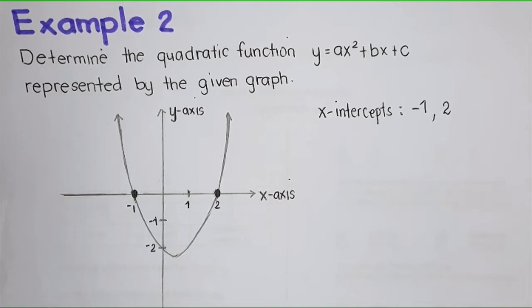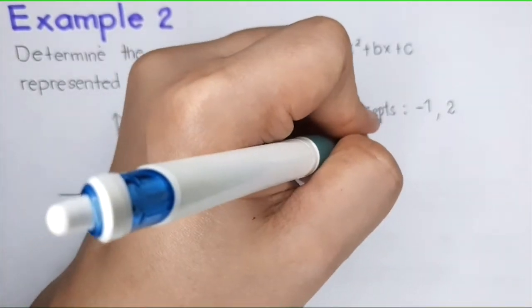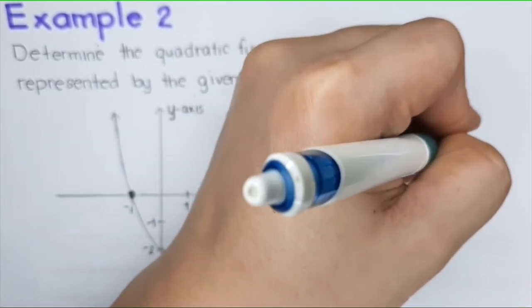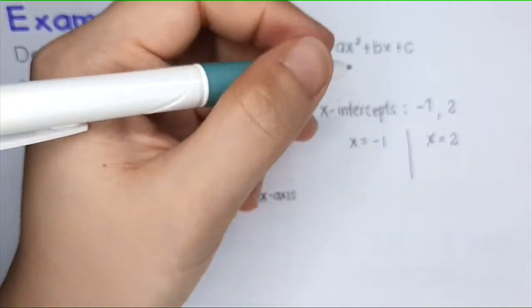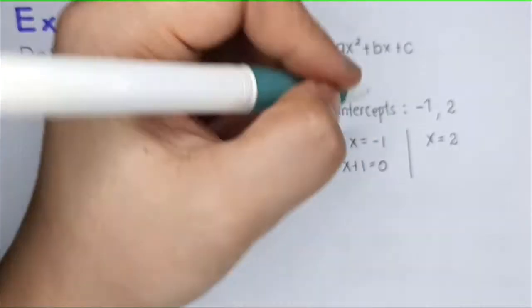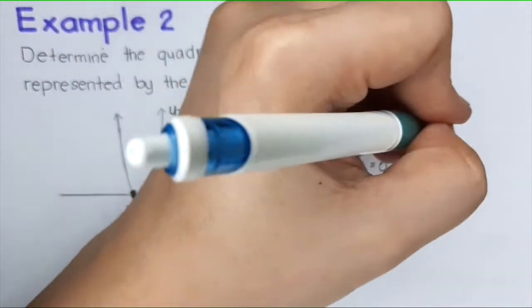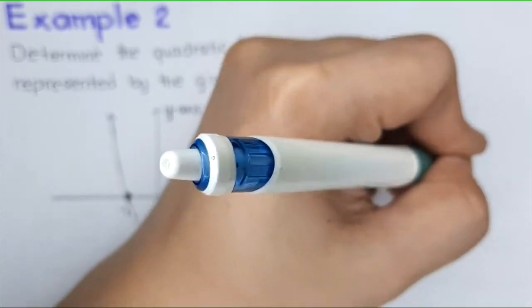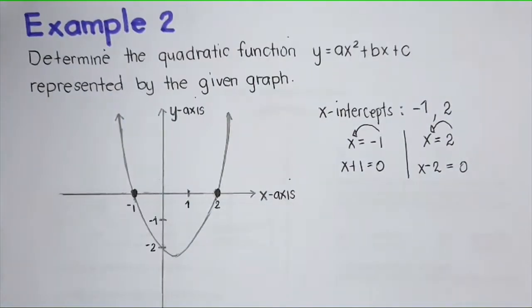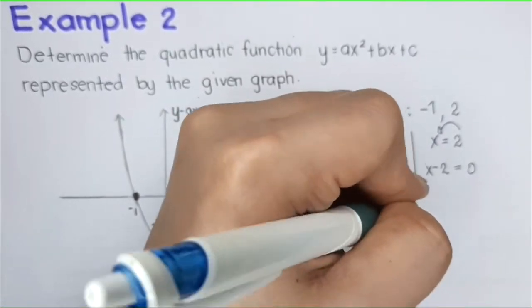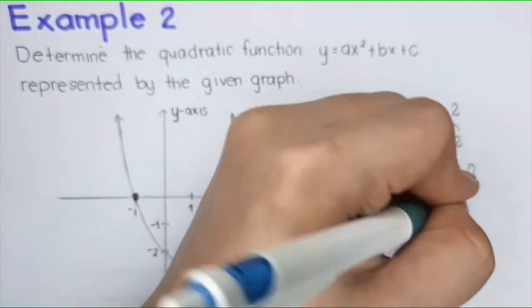So, para lang din siyang example number 1. So, it's like x equals negative 1 or x equals 2. And then you do the math. You'll have x plus 1 equals 0. Transpose this to this side. Same here. What do you get? X minus 2 equals 0. Okay? And then you multiply these two. You'll have x plus 1 times x minus 2 equals 0.